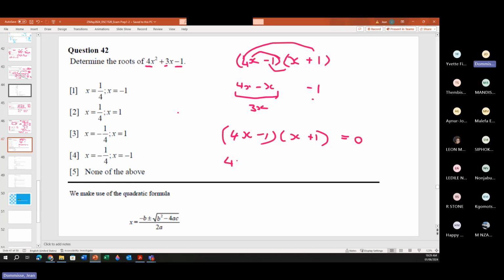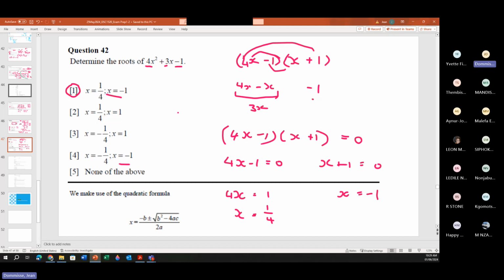So 4x minus 1 will be equal to 0, and x plus 1 will be equal to 0. Let's first do the easier one. That just goes to the right hand side, so x is equal to minus 1. 4x will be equal to 1. X will be equal to 1 over 4.